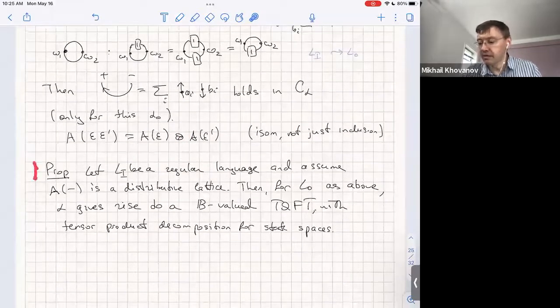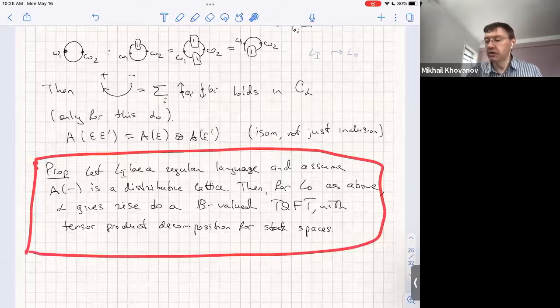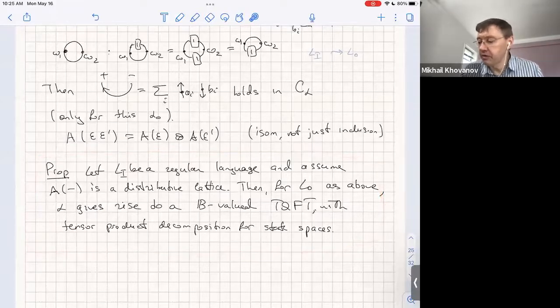And then the nice result that we obtained in the paper is that if you have a regular language and assume that A minus is a projective semi-module, which is the same as being a distributive lattice, then there's a canonical circular language defined using this closure, closing up with word omega. And then we get a TQFT in the sense of the idea, but it's one-dimensional, it's for manifolds with defects, and it's Boolean valued.